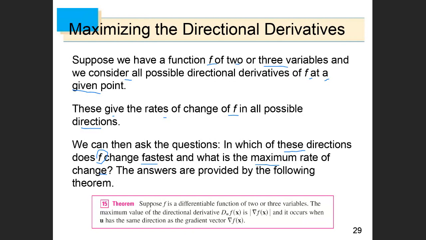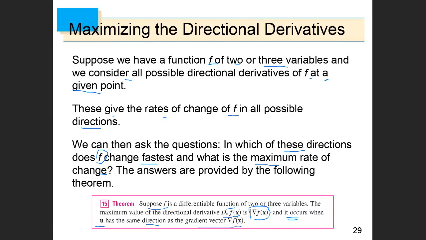Suppose that f is a differentiable function of 2 or 3 variables, a multivariate function in general. The maximal value of the directional derivative D_u f is the absolute value of the gradient of f. And this happens when you have the same direction as the gradient vector. So if you're looking for the greatest ascent or descent direction, you just have to follow the gradient. This is pretty simple.